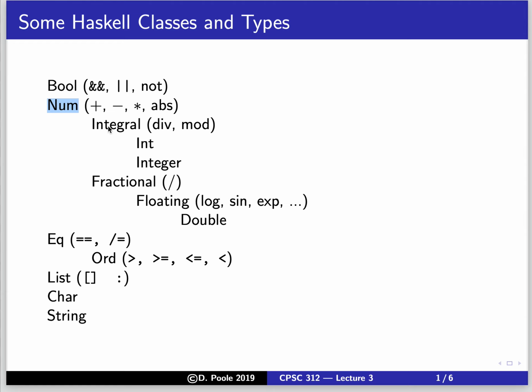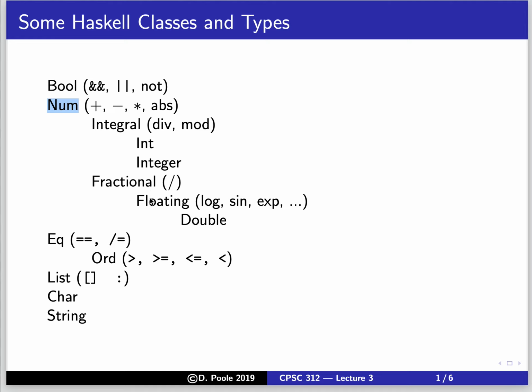In the integral class, you also implement all of num plus div and mod. So div and mod is the integer division, and this is for the remainder. There are two types in the integral class, which are fixed precision integers and infinite, so arbitrary precision integers. And then also under num is this fractional type that implements slash division. So this is the one that returns a fractional number.